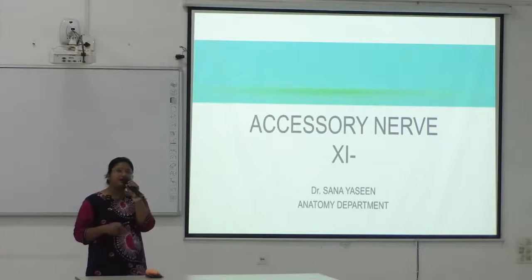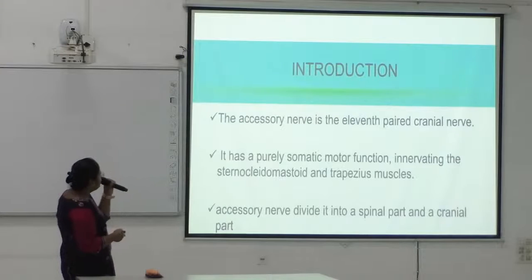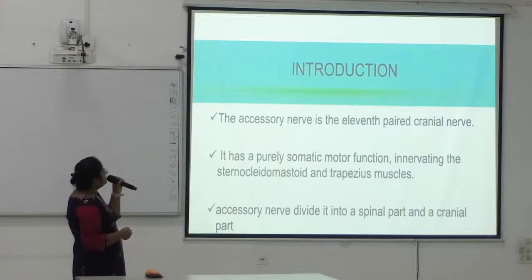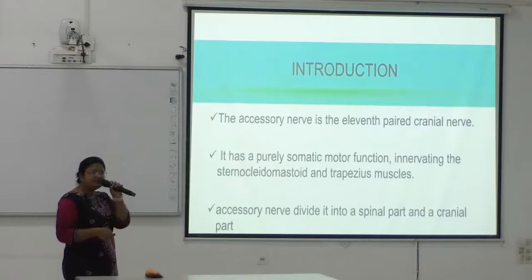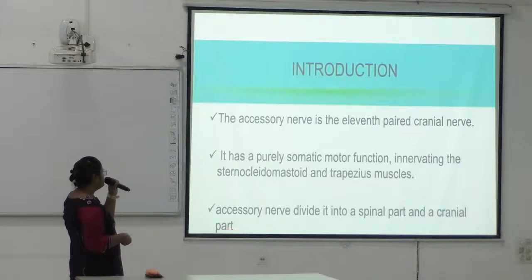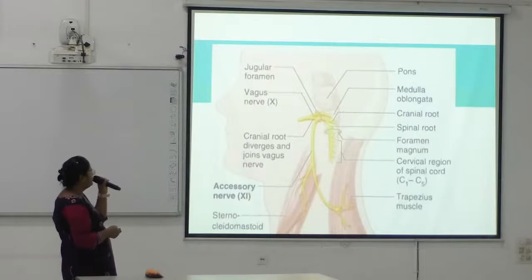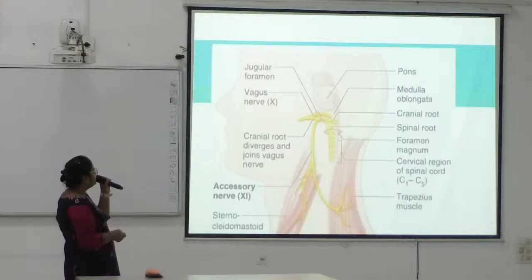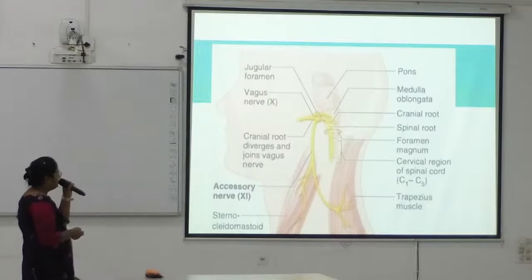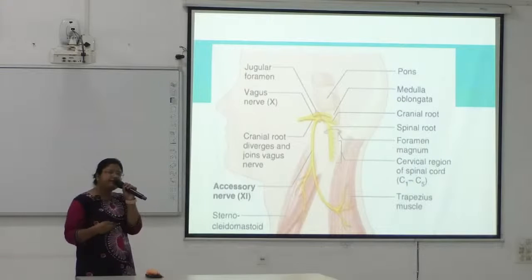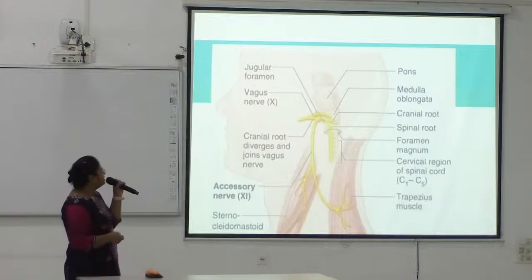Next is the accessory nerve, or spinal accessory nerve. The accessory nerve is the eleventh cranial nerve, and it has a purely somatic motor function. The muscles are supplied by the cranial nerve. This is the accessory nerve and this is the spinal root of the spinal accessory nerve coming up. Sternocleidomastoid and trapezius form the two boundaries of the posterior triangle of the neck.